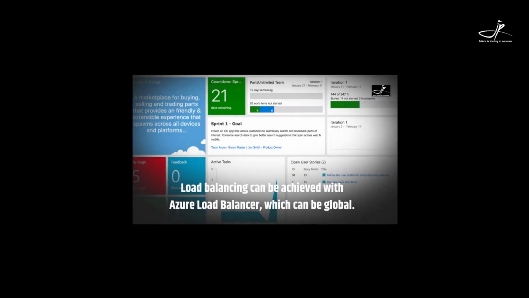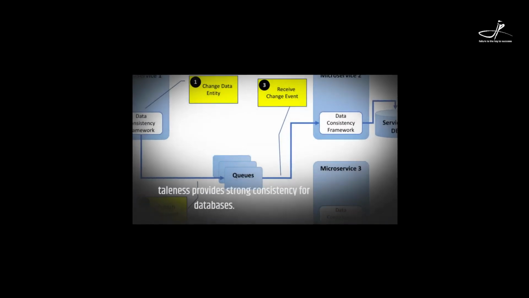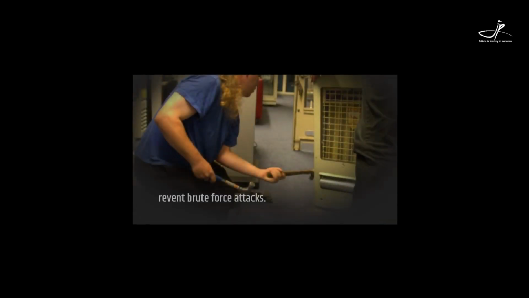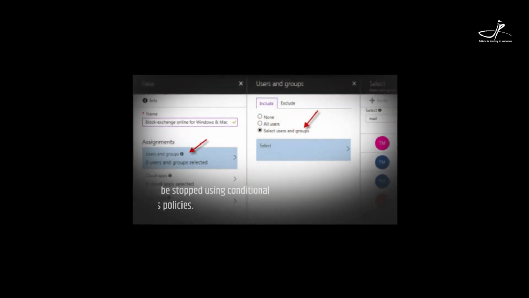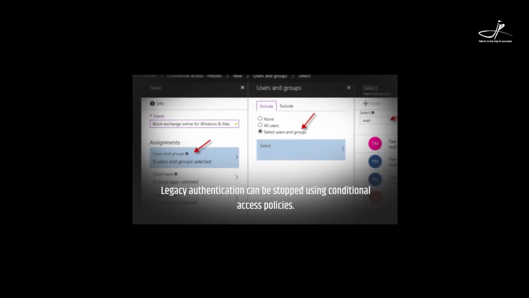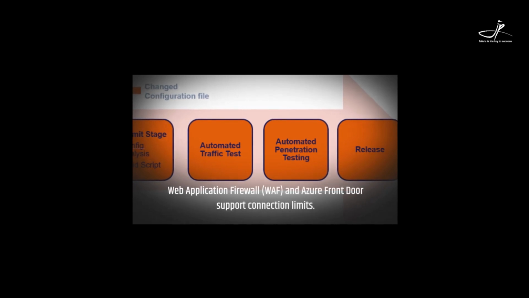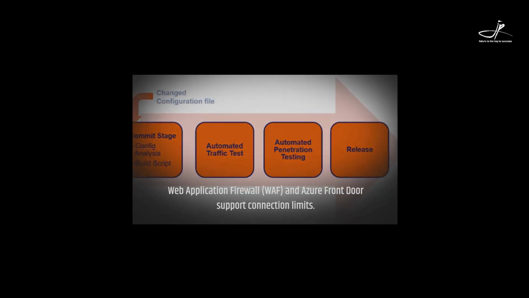Load balancing can be achieved with Azure Load Balancer, which can be global. Bounded staleness provides strong consistency for databases. Smart Lockout is used to prevent brute force attacks. Legacy authentication can be stopped using conditional access policies. Web Application Firewall, WAF, and Azure Front Door support connection limits.